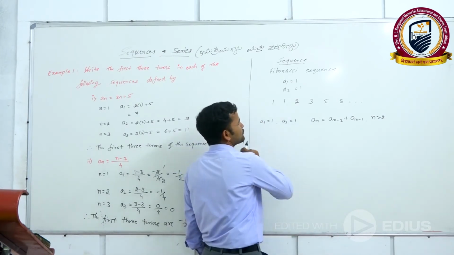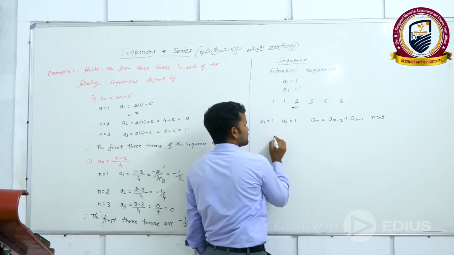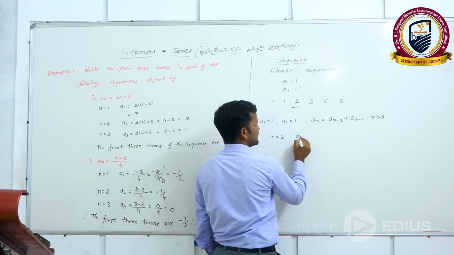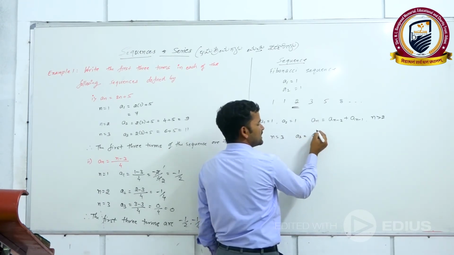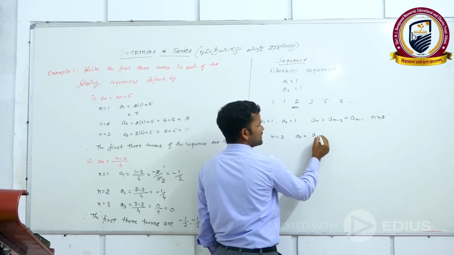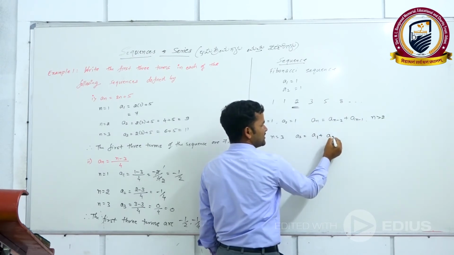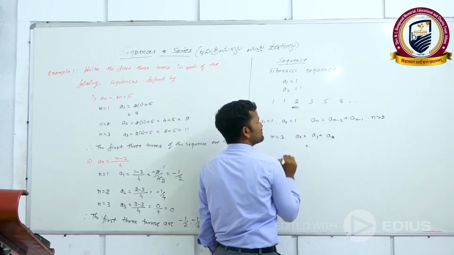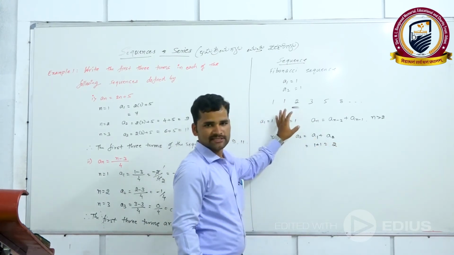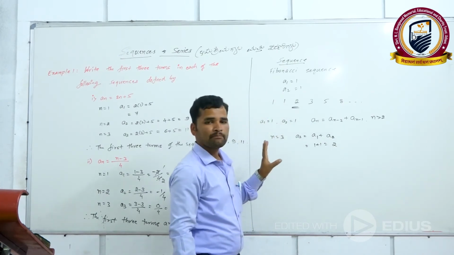Let me check one thing. Means the third term I will check. To get this third term, what you do? You substitute n is equal to 3 in this general term. A3 is equal to A subscript 3 minus 2, means 1, plus A subscript 3 minus 1, means 2. A1 plus A2 it is, means 1 plus 1 is equal to 2. See, we are getting this term. This is a special type of sequence known as a Fibonacci sequence.